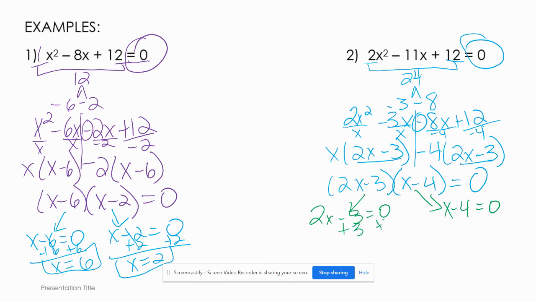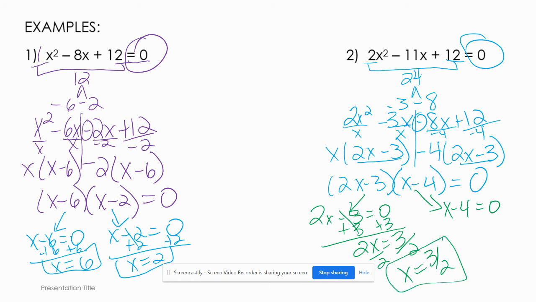I'm going to add 3 to both sides here. 2x is equal to 3. Divide by 2. And we have x is equal to +3/2. That's one of our x-intercepts, roots, or solutions. Add 4 to get this x alone, and we have x is equal to +4 as our other x-intercept, root, or solution.